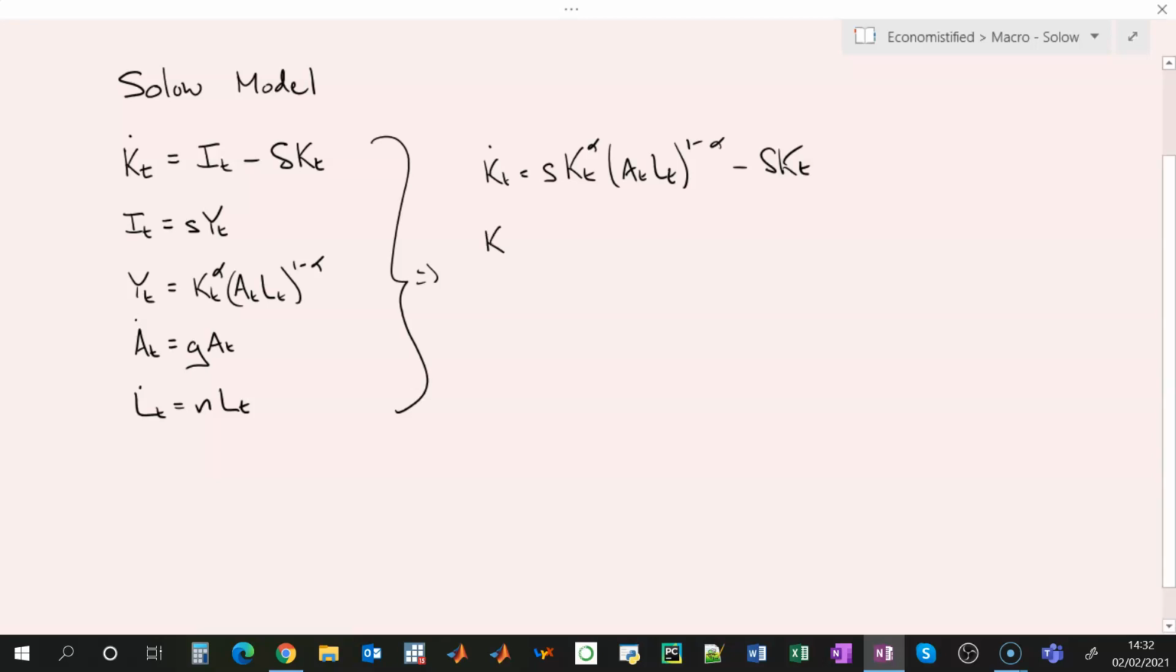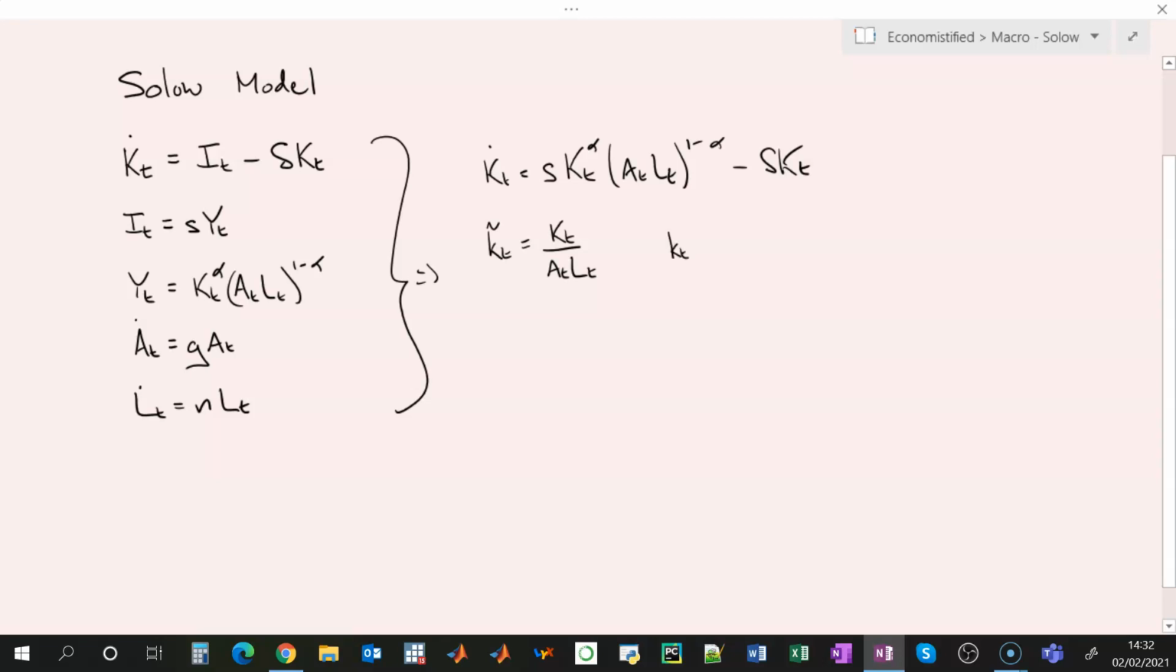And the detrending we're going to do is we're going to make a variable called k tilde, which is capital per effective unit of labor. So it's the capital stock divided by labor supply, but also divided by total factor productivity. And AL is, if you like, effective units of labor supply. So k tilde is our effective capital stock per worker.